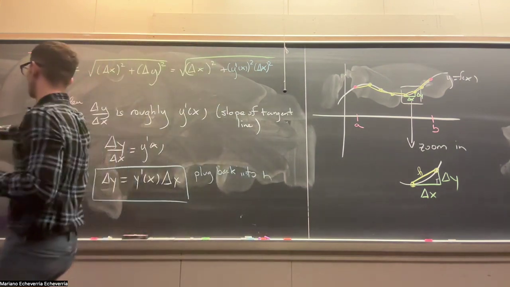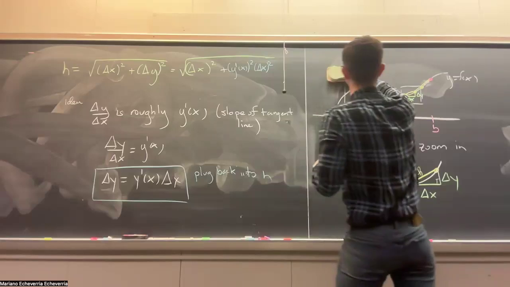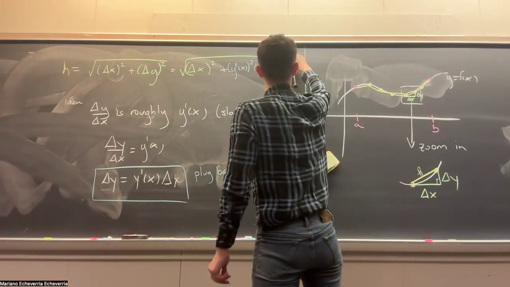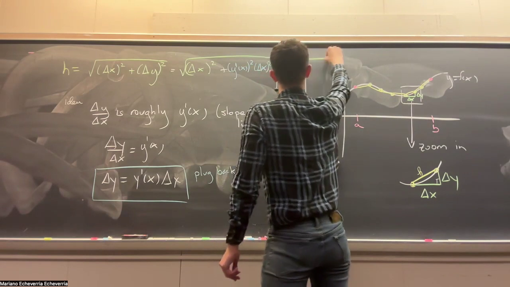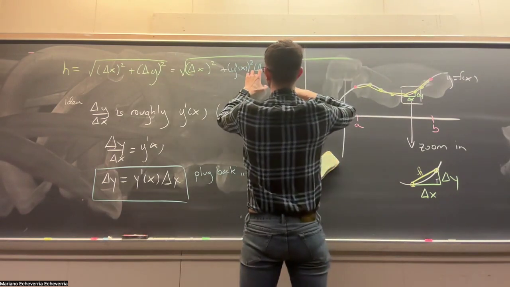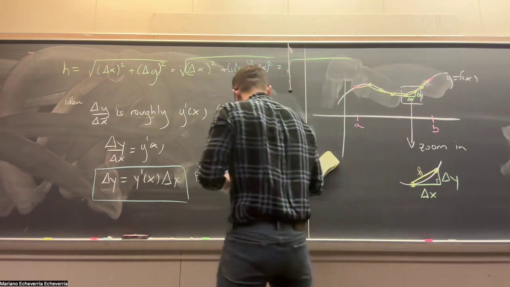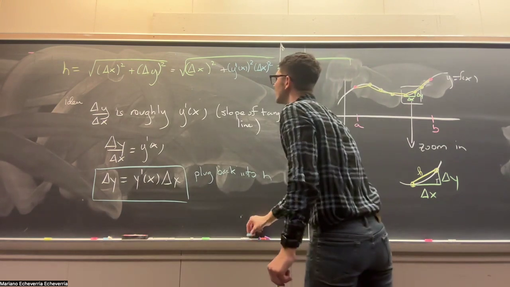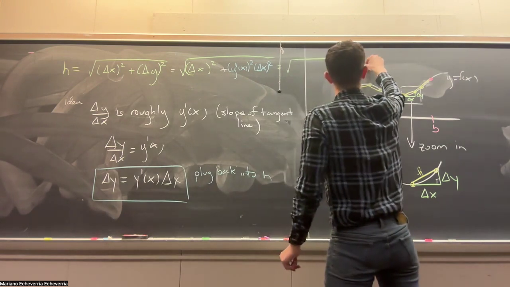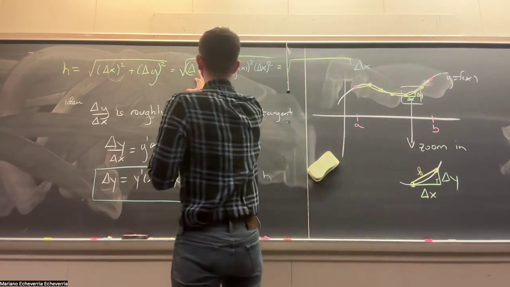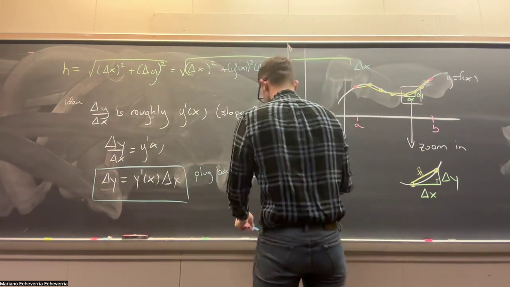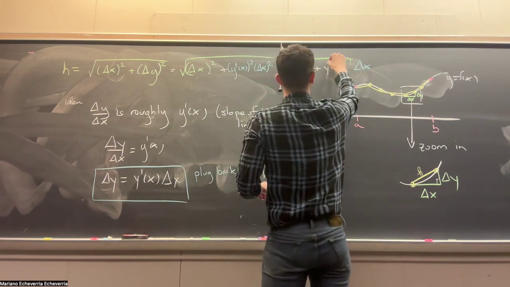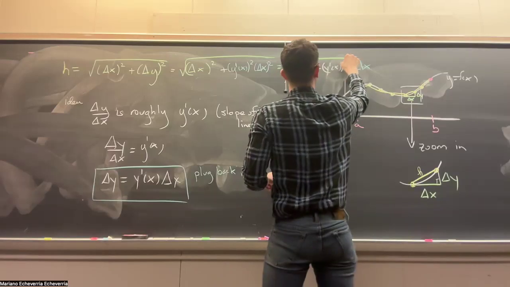Again, I'll write this on the iPad later and send it to you, so you don't have to worry about this. If you factor out delta x squared, it will come out as delta x. Let's put that outside the square root. And once you factor out delta x squared, this just gives you a 1. So you end up with 1 plus y prime of x squared.